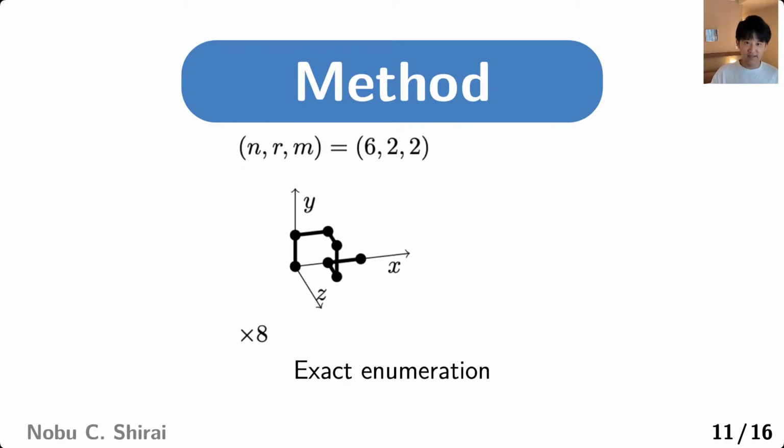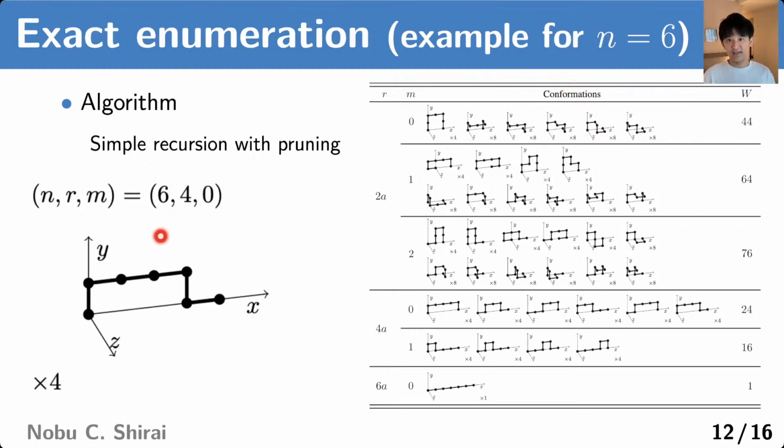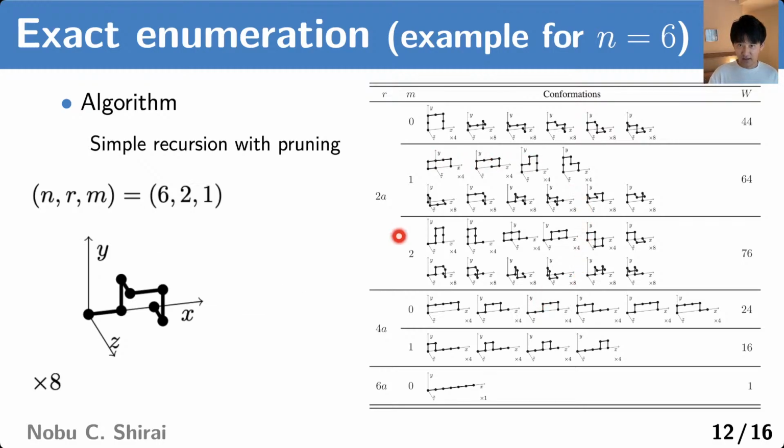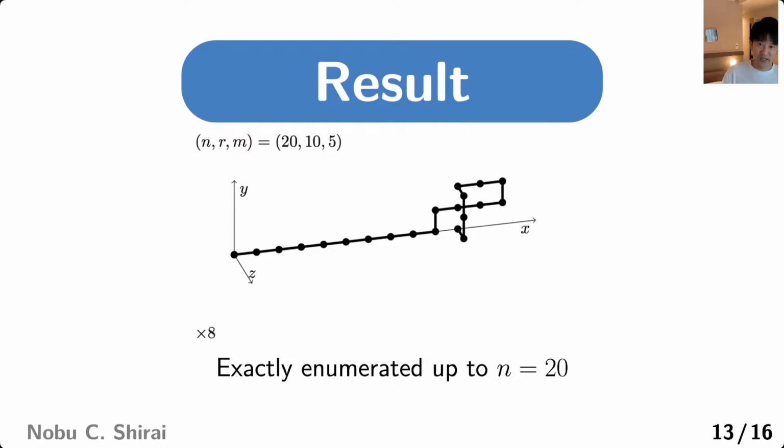We did exact enumeration to get the W function. This is the example for n equals 6, the 6-step self-avoiding walk case, and this is the whole set of conformations of the n equals 6 case, a kind of image of the exact enumeration. I used a simple recursion algorithm with pruning, up to 20 steps of self-avoiding walks.